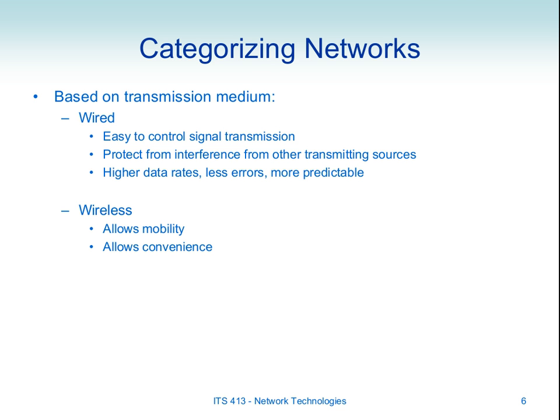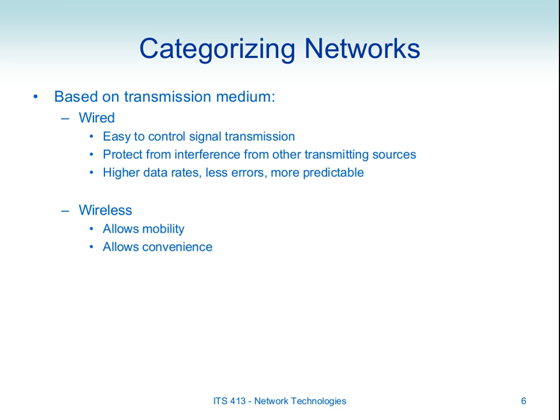Generally with wired technologies, at the same cost as wireless, we get higher data rates, fewer errors, and a more predictable transmission medium. That is, the delay is about the same all the time and the number of errors is about the same. Whereas with wireless, we have lower data rates and more chance of errors. We send something and it's received incorrectly or it's not received at all. And things vary over time: the data rate, the number of errors, and the delay vary over time with wireless.